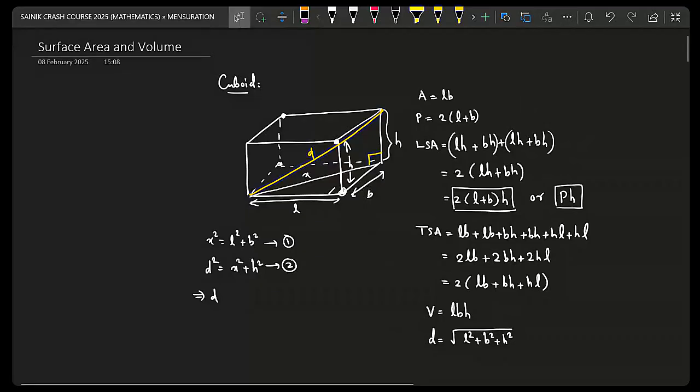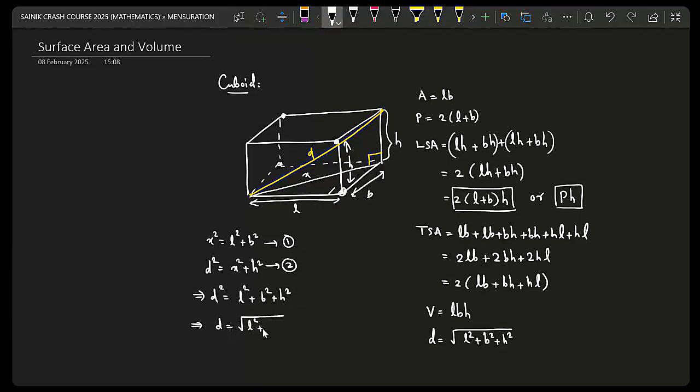Now substitute the value of x square here. So we're going to get d square is equal to, in place of x square, L square plus B square plus H square. But I want the d value, so transpose the square to the other side. You get d is equal to square root of L square plus B square plus H square. This is the proof of the diagonal of a cuboid. So we are applying the Pythagoras theorem 2 times. Okay, Harini?